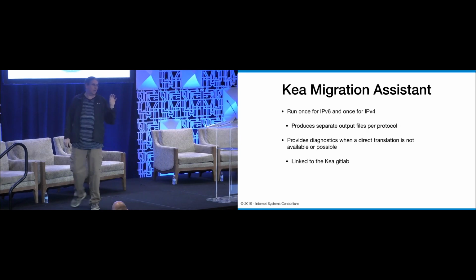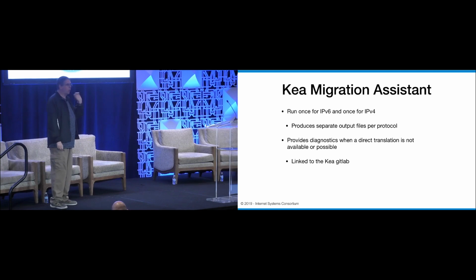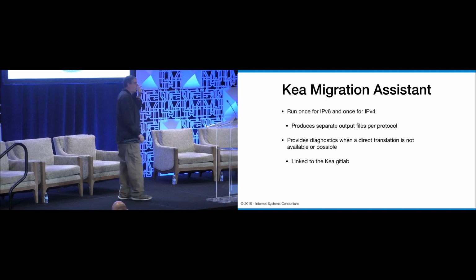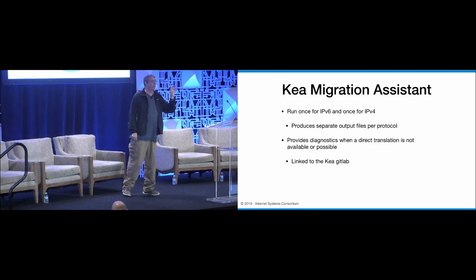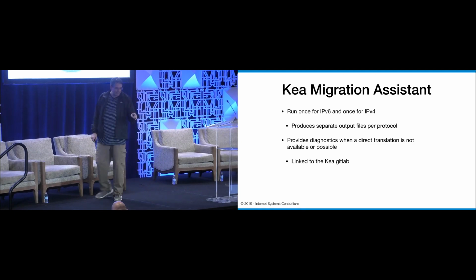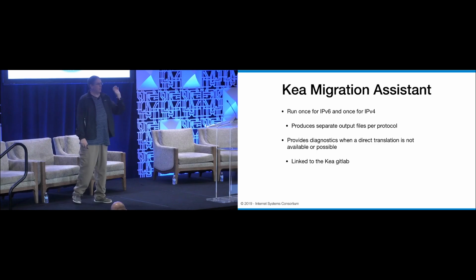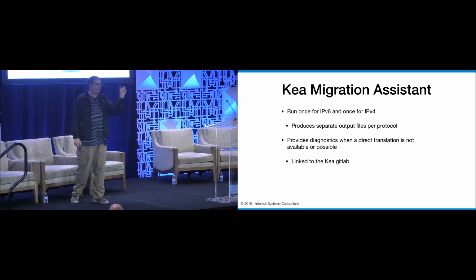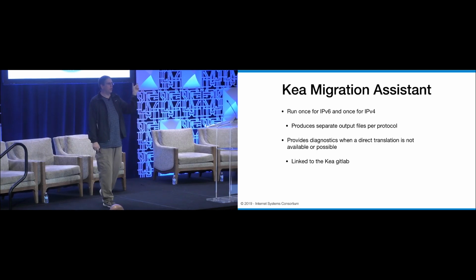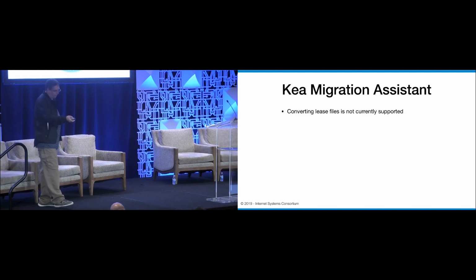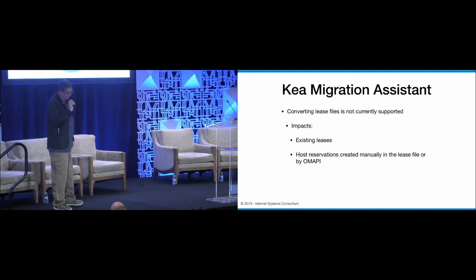It recognizes when there is a known issue: here is something in the ISC DHCP configuration that does not translate to Kea. And the neat thing about this is it is actually linked to the Kea GitLab. So when you run Kea MA, it produces an output file, and in that file, it gives you the issue number that is associated with the given problem. So converting lease files is not supported, and I'll skip over that.